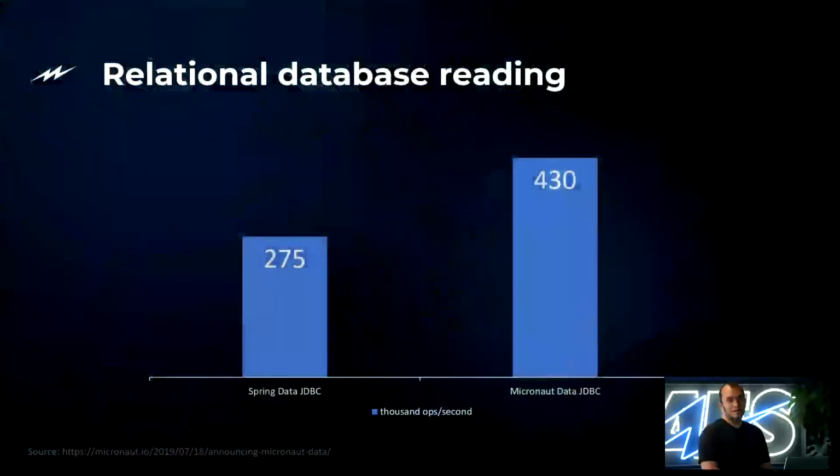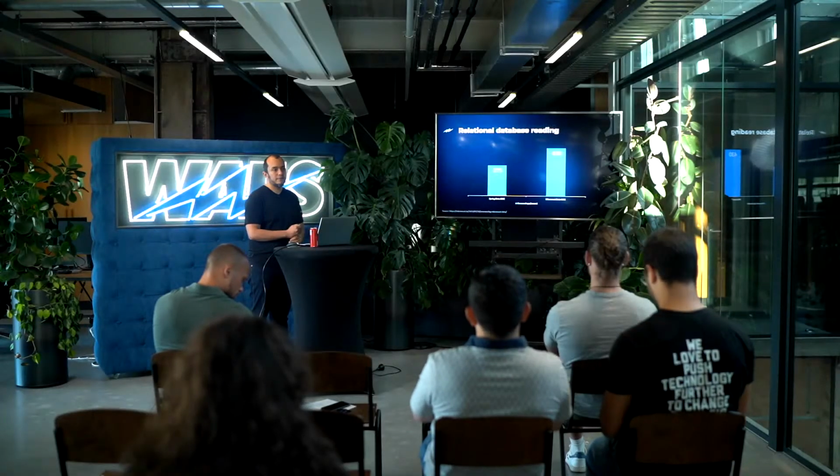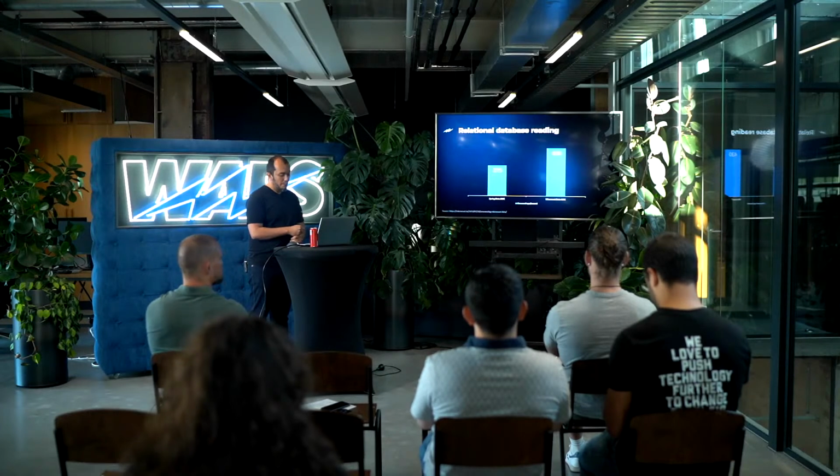Okay, so remember that code. So the repository in Micronaut and in Spring looks the same. So the code is the same, but here we can see a huge difference. Because Micronaut is doing its job at compile time, the performance is better here. So we can see that Spring Data JDBC can do 275,000 operations per second, and Micronaut can do 430,000. So yes, it's a huge difference. So another point for Micronaut.